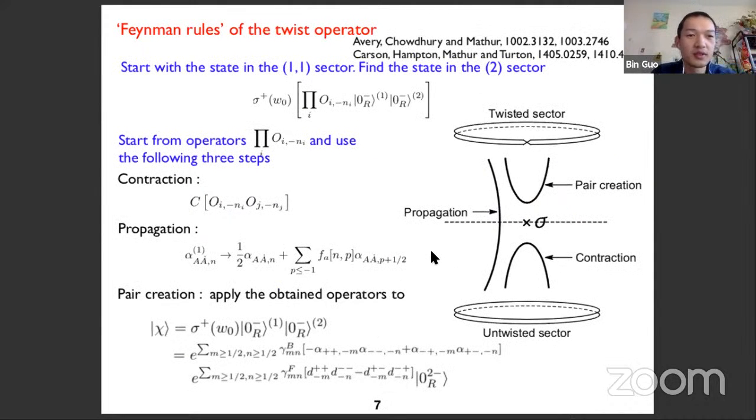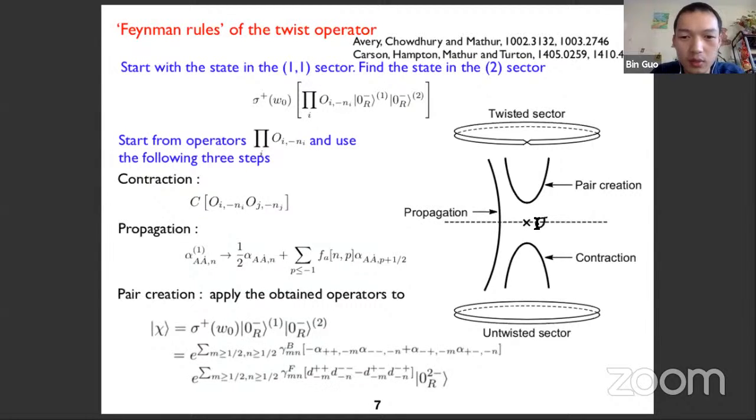Now let me introduce the Feynman rules to compute the twist operator. If you are interested, you can read these papers. So the problem is we start with a state in the 1-1 sector, in the untwisted sector. And we have a particular state in this sector. So O are some operators in this 1-1 sector.